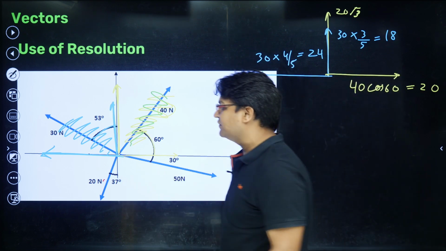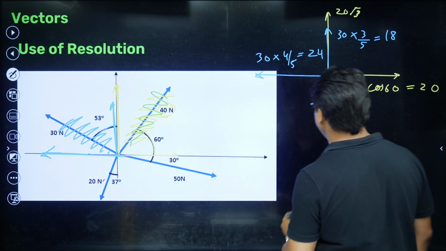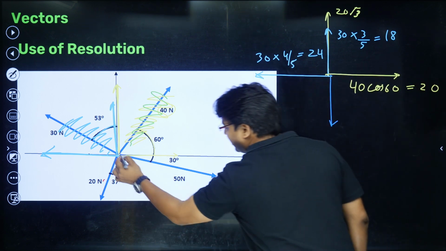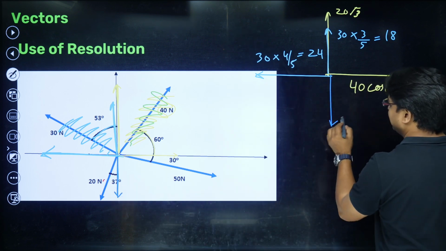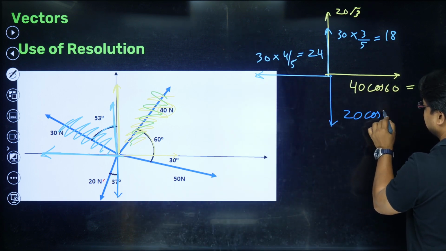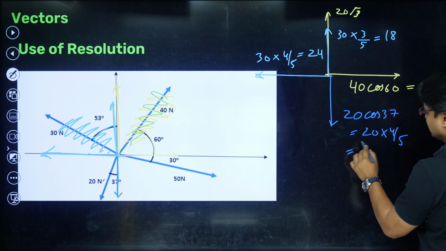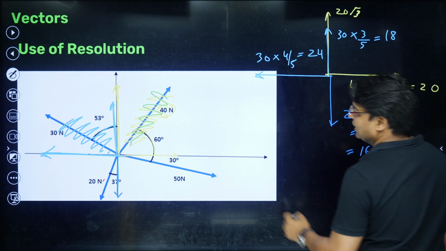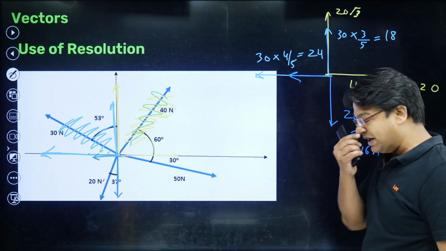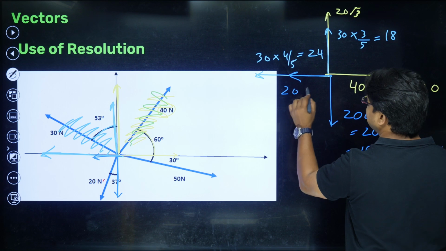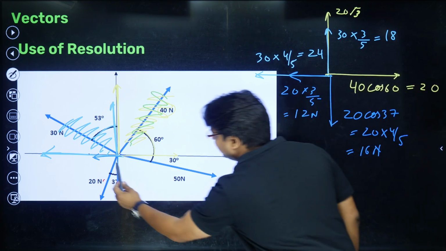Now let's take care of this vector. Here this is 20 Newton. We will have a downward component, and because this angle is 37, this component would be 20 cos 37. So it would become 20 into 4 by 5, that is 16 Newton. Then the other component will be in this direction. This would be 20 sin 37. 20 sin 37 is 3 by 5 of 20, so it will become 12 Newton. So we have taken care of this also.